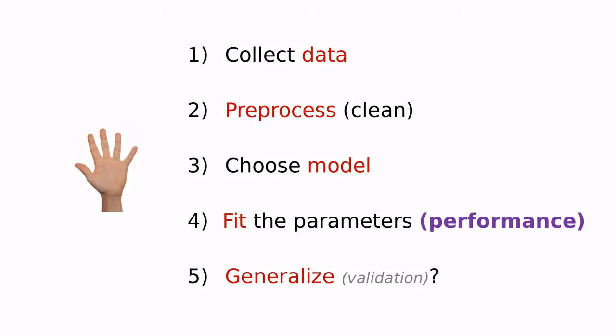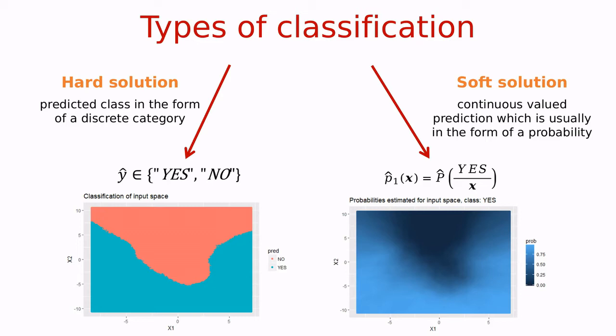Is your classifier good or bad? Let's talk about performance. So remember that we have two types of classification approaches: the harsh solution, in which life is divided by yes or no.